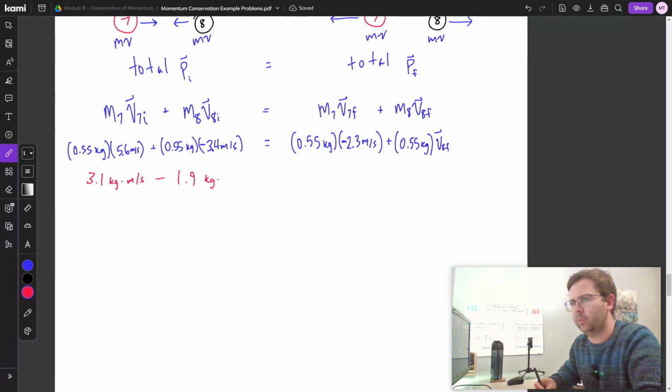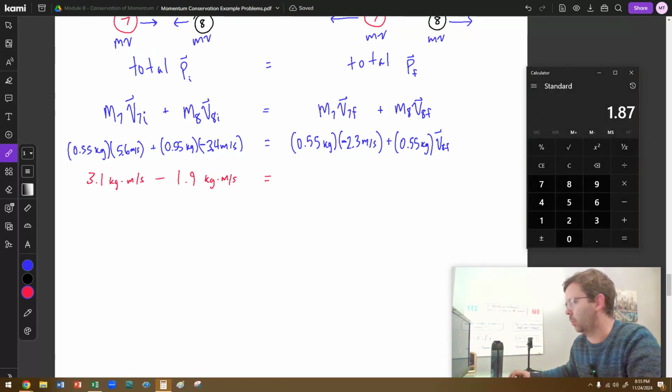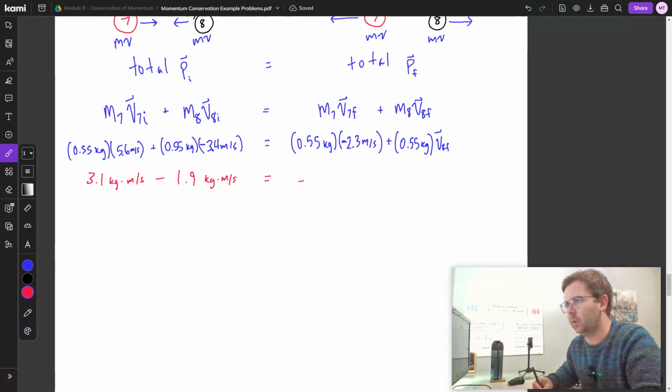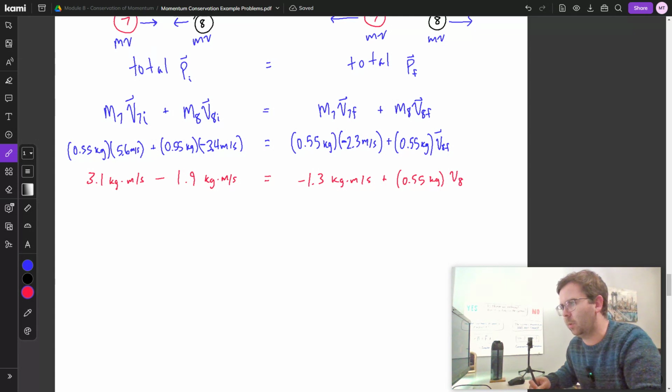I'm rounding to only have two decimal places here, or two digits, because our original numbers only had two. So we can't be any more precise than just keeping with the two digits. So 0.55 times negative 2.3, I'm going to round that to negative 1.3 kilograms times meters per second for the 7 ball going backwards, and mass times velocity of the 8 ball at the end.